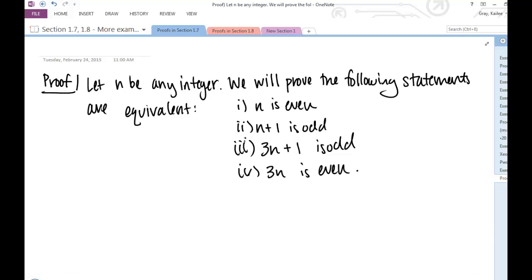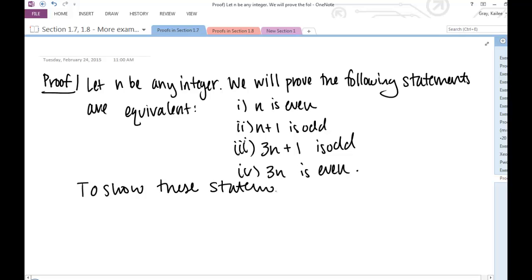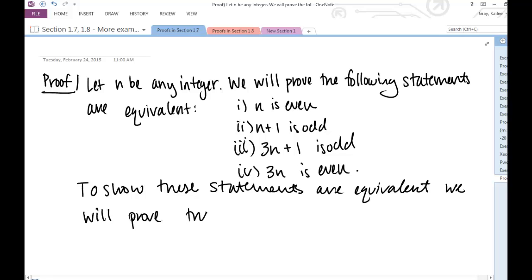And I'm going to set up the conditional statements that I will go through and prove, just so that my reader knows where I'm going and why I'm going there. So I'm just going to say, to show these statements are equivalent, we will prove the following conditional statements.